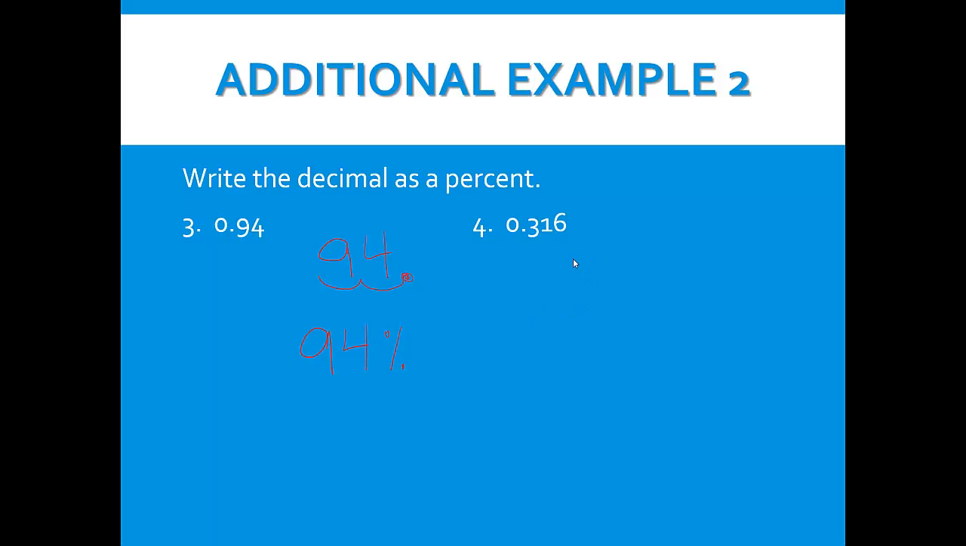For number 4, I have 0.316 or 316 thousandths. So first I'm going to write 316. Then I'm going to take my decimal and move it 2 places to the right. So 1, 2 would put it behind the 1, and that would give me 31.6%.